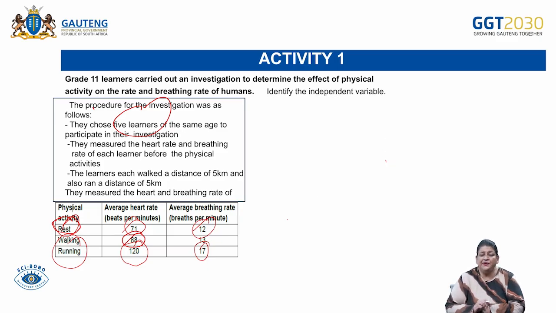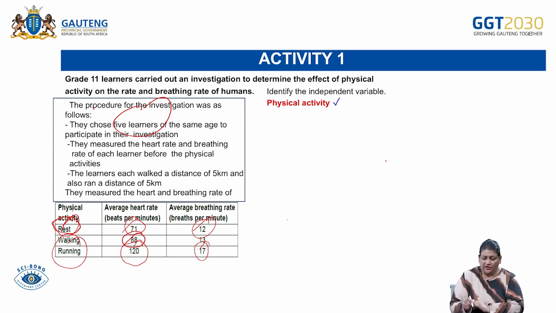Identify the independent variable. What could you control as an investigator? You couldn't control how fast the person's heart is going to beat, or how many breaths he's going to take. That's what you can't control. What you can't control is the dependent variable, the number of breaths, the rate of heartbeats. But what you could control is the type of activity. So the independent variable will be the physical activity you're giving. Is the person running, or is he jogging, or is he resting?